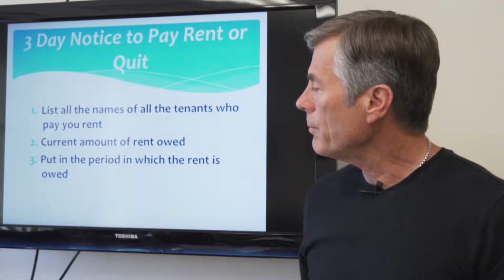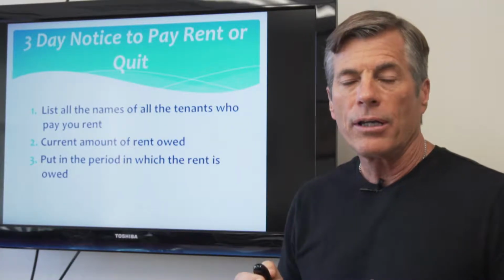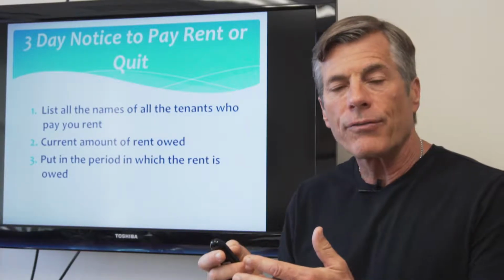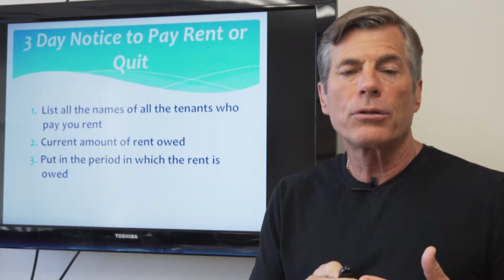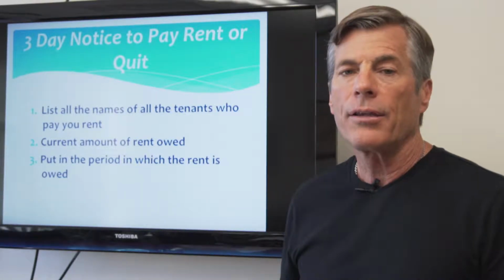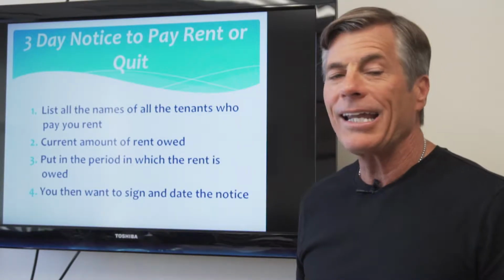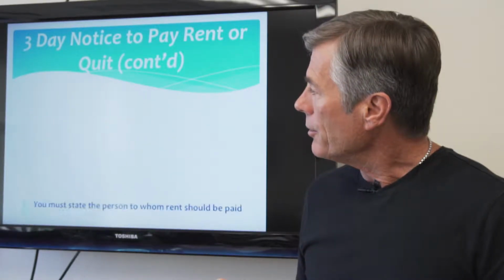And then you're going to put in the period of time in which the rent is owed. So if they haven't paid rent, let's say for the month of June, then you're going to say for the month of, for the dates of June 1st through June 30th, they have not paid rent. And then you're going to want to sign and date the notice yourself. And you're not done yet.